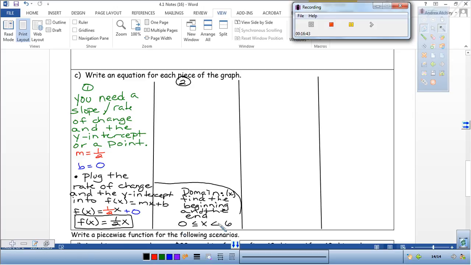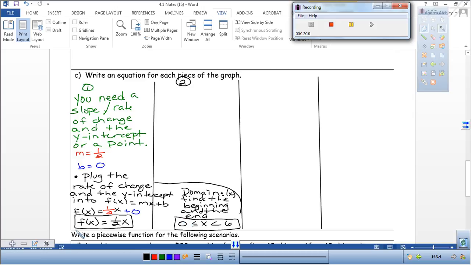The middle point usually stays exactly the same, except for when you're dealing with a real life scenario. When they have a word problem, then you have to worry about when can it equal 0 and when can it equal 6. If not, then you're just going to remember to have 0 is less than or equal to x is less than 6. And that is your domain for this.